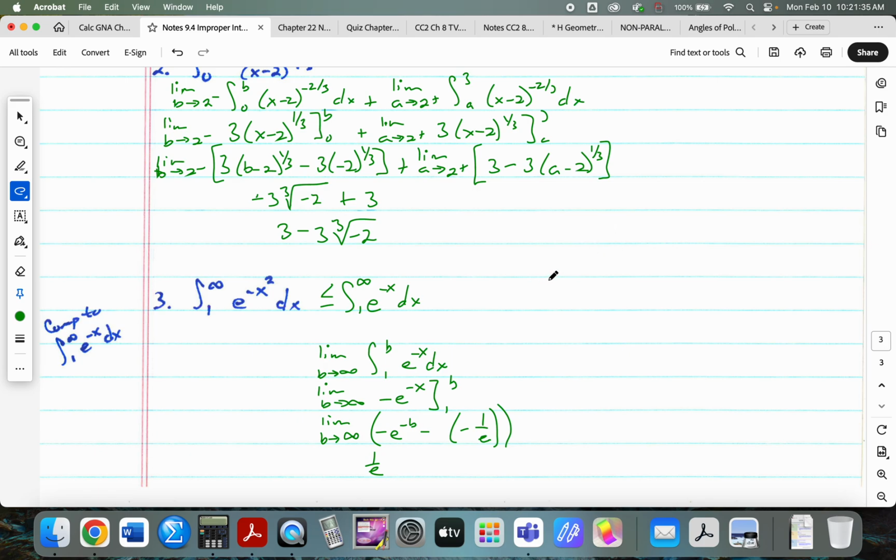So what we know now is that the integral from 1 to infinity of e to the negative x squared dx converges to something, I don't know what, less than 1 over e. And that's the best we can do. Not really satisfying, is it?